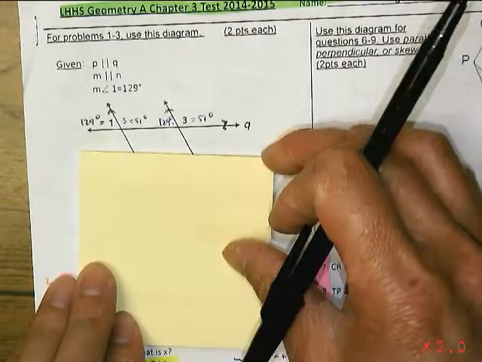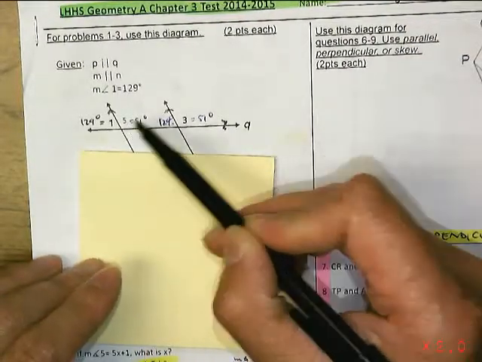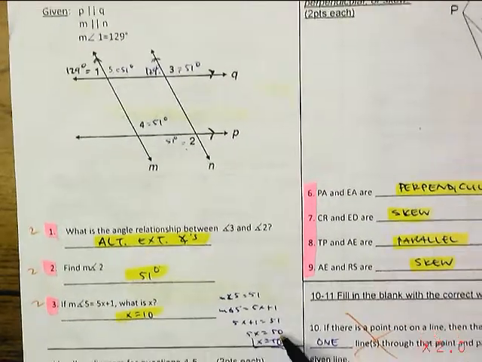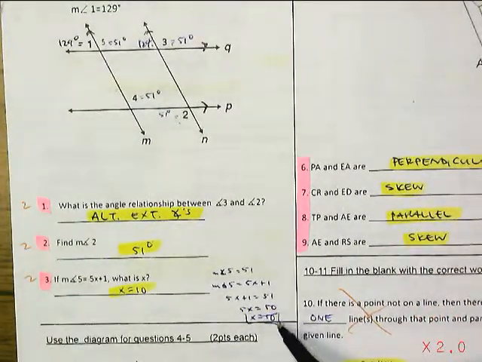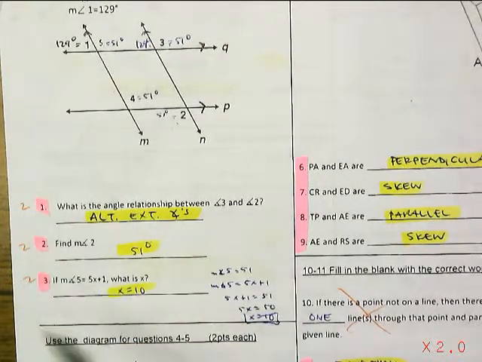Corresponding angles are congruent. So if this is 5x plus 1, this is equal to 51 degrees, which is my work here. And you'll get x equal to 10. 2 points apiece.